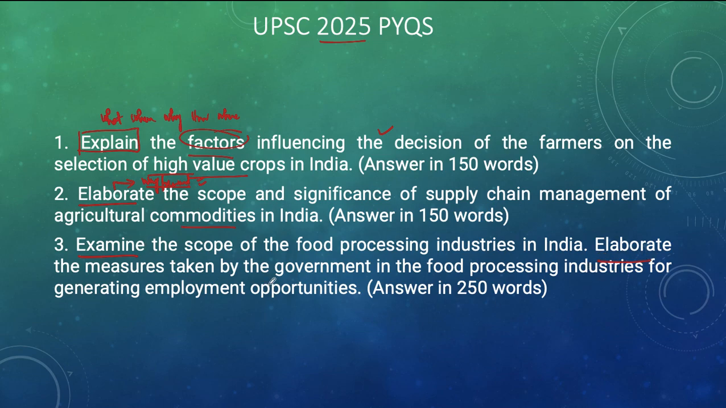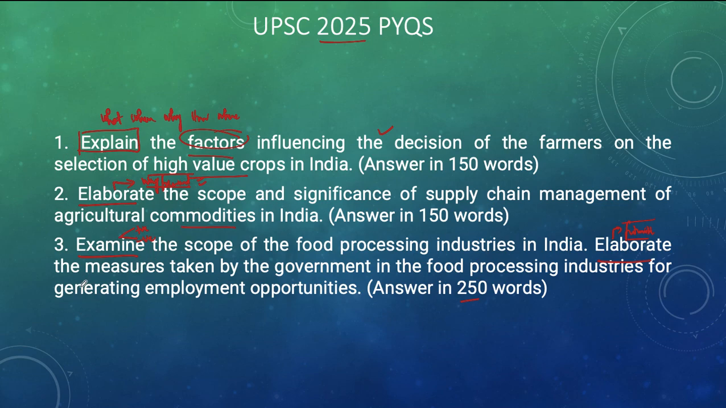Elaborate the measures taken by the government in the food processing industries for generating employment opportunities. So it is a 15 marker question. Whenever they are asking you to examine, you need to talk about both the positive and negative dimensions, and in case of elaborate you need to give a futuristic time dimension, that is, a futuristic solution to whatever they are asking you in the question. So current and futuristic both you need to discuss during the second component of the question, students.